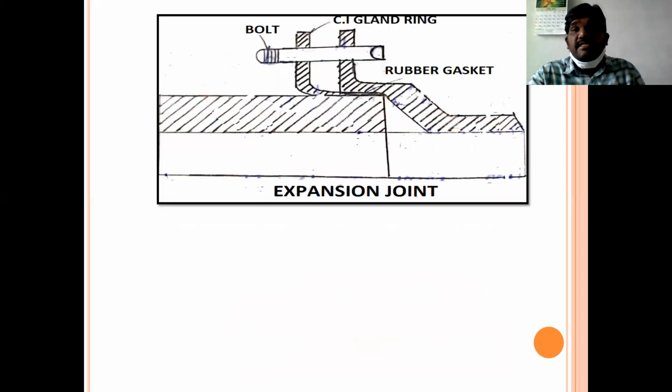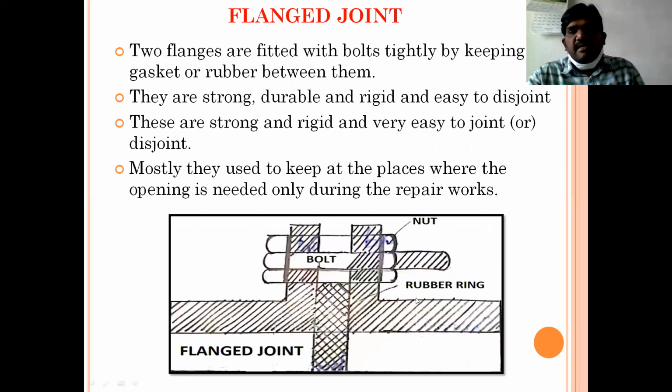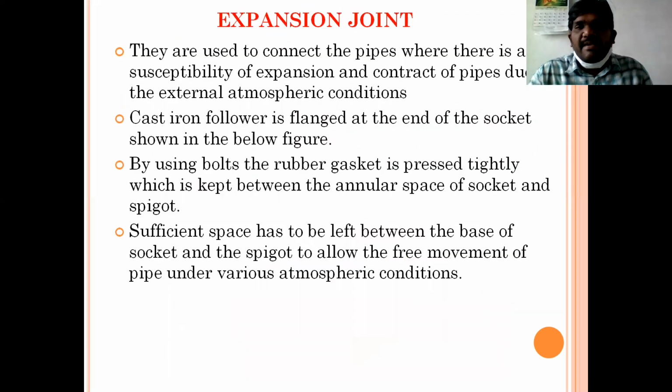Next one is the expansion joint. See here, this is the expansion joint. Bolt, gland ring, rubber gasket. They are used to connect pipes where there is susceptibility of expansion and contraction of pipes due to external atmospheric conditions. They are used whenever there is a chance of contraction and expansion.